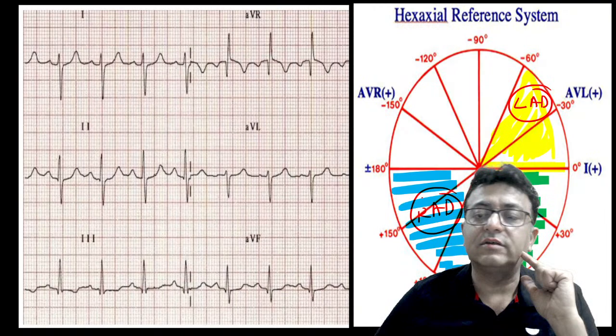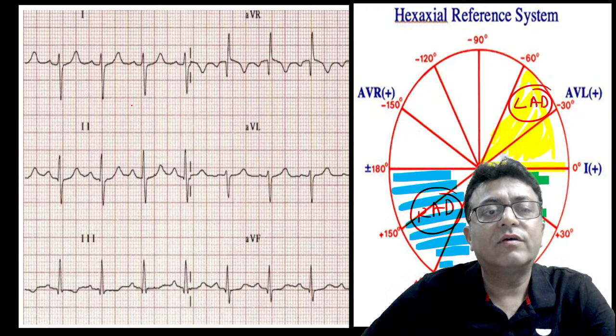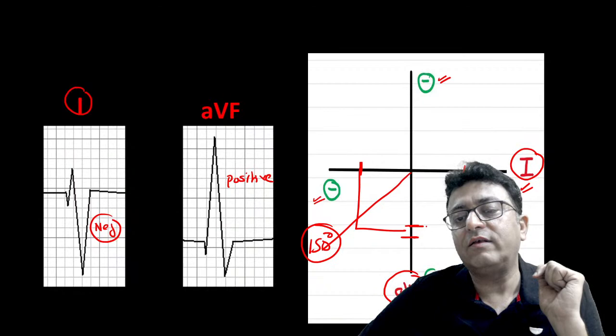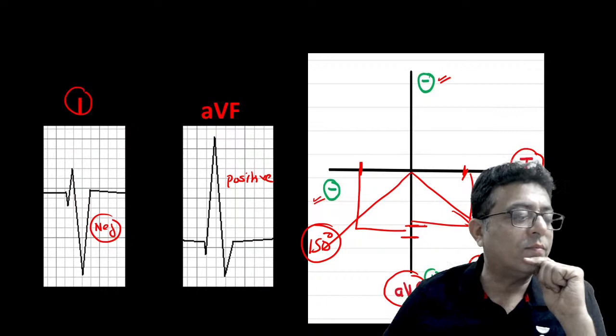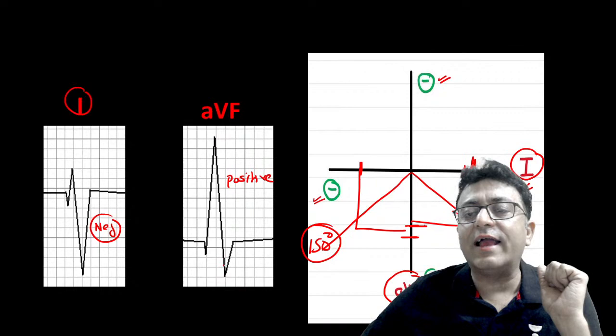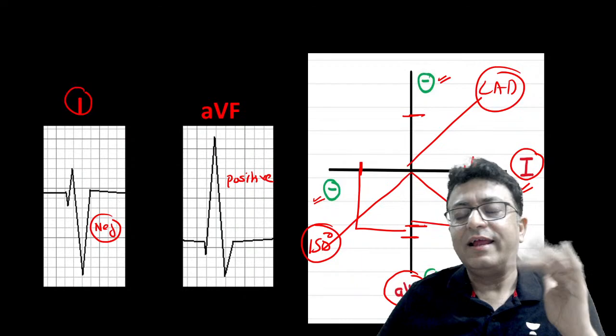This axis is normal. So in the FMG exam, they ask a question in which first lead and AVF both were positive. Now see, if both were positive, axis comes here, that will be normal axis. Suppose your first lead is positive and your AVF is negative, then axis comes here, that is left axis deviation. So the examiner expects at least you can tell it's left axis, normal or right axis.